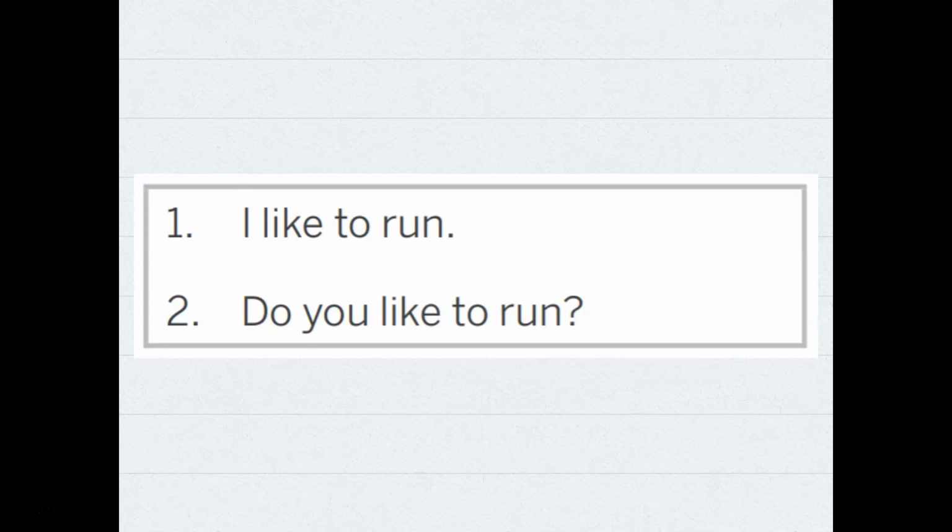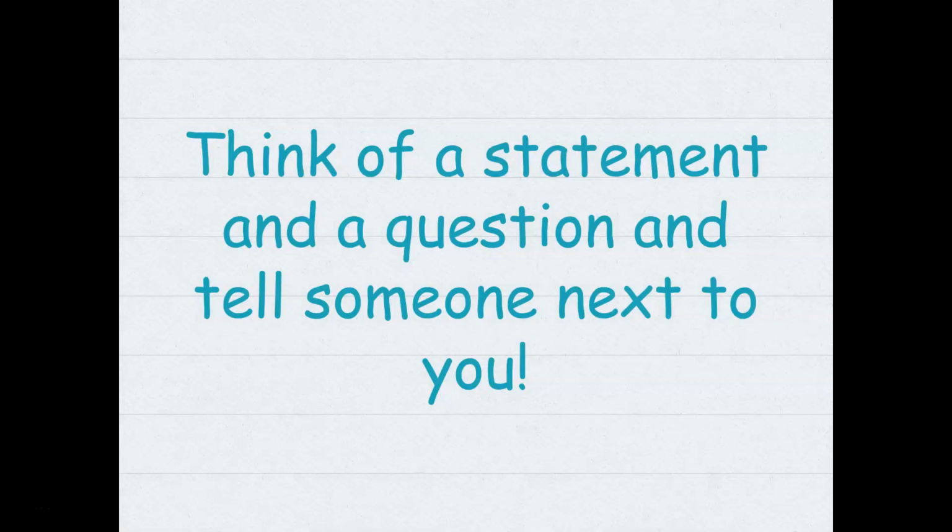Let's look at the first sentence again. I like to run. This sentence begins with a capital letter and ends with a period. Let's look at the second sentence again. Do you like to run? This sentence begins with a capital letter and ends with a question mark. This type of sentence is a question because it asks us something. Sentences that are questions end with a question mark as punctuation. Think of a statement and a question and tell someone next to you.